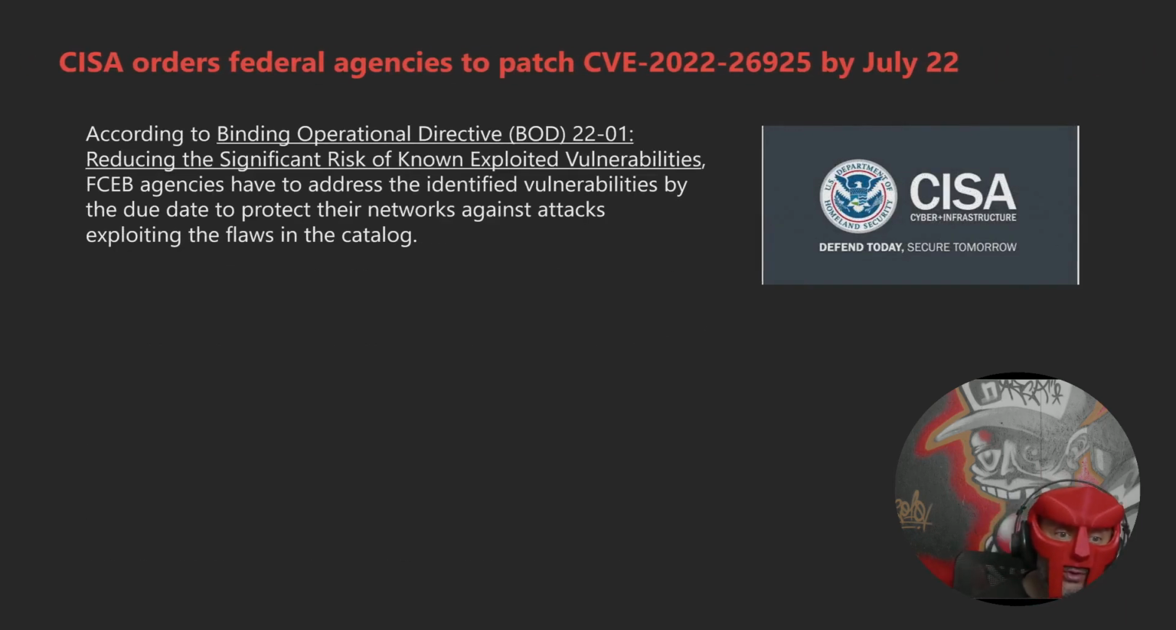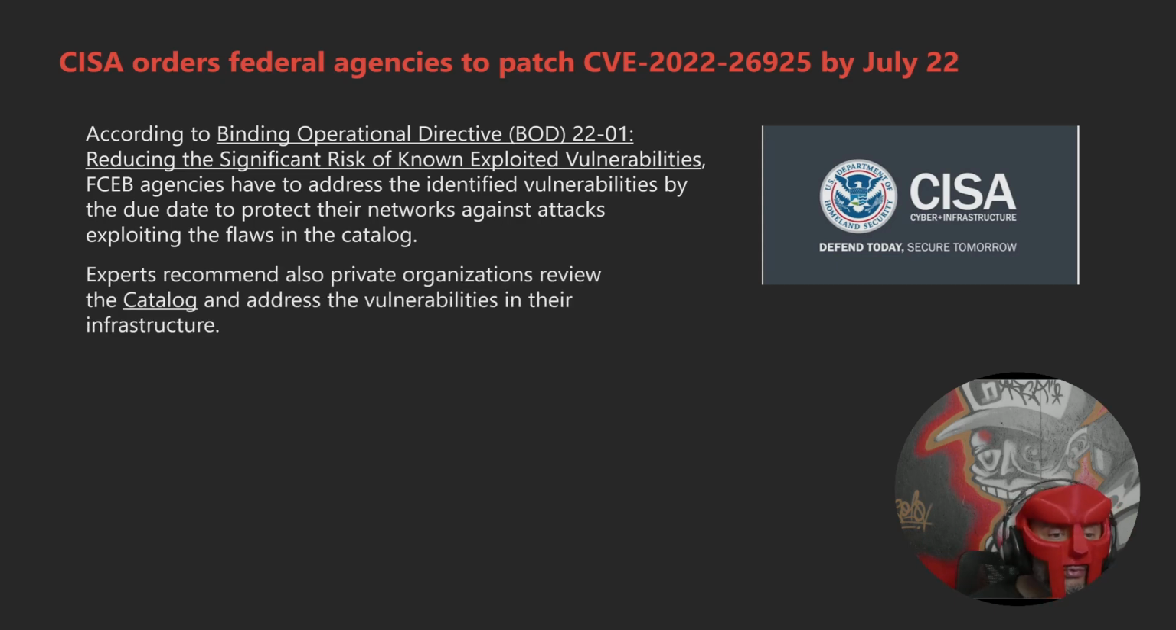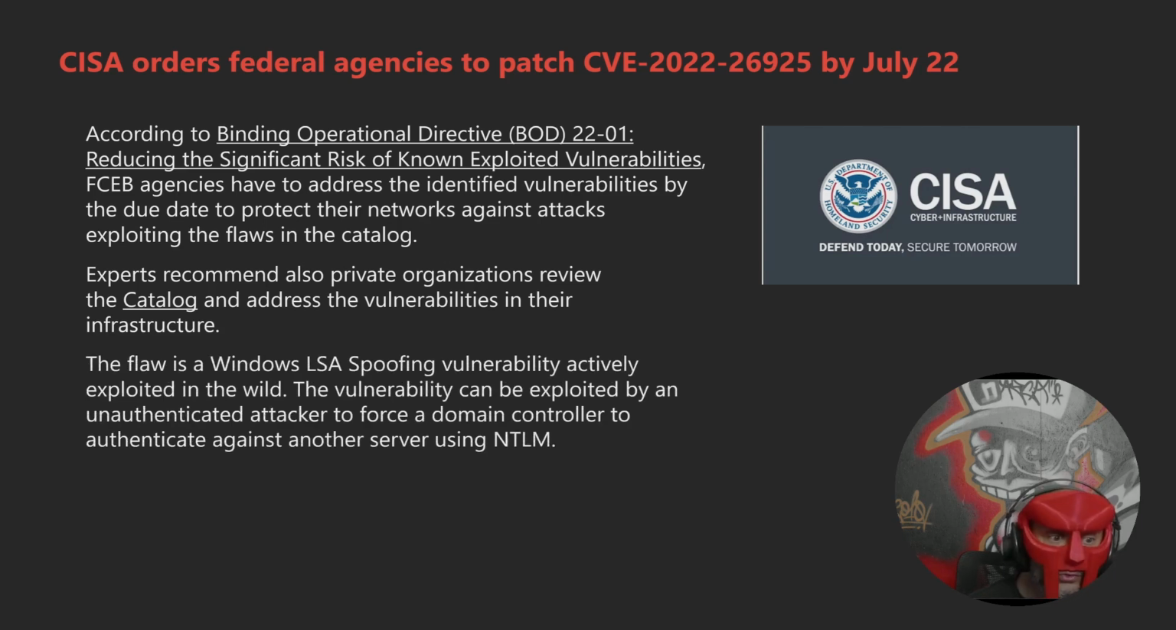According to Binding Operational Directive 22-01, Reducing the Significant Risk of Known Exploited Vulnerabilities, FCEB agencies have to address the identified vulnerabilities by due dates to protect their networks against attacks exploiting the flaws in the catalog, again, unless that fix breaks something else. Experts recommend also private organizations review the catalog and address the vulnerabilities in their infrastructure. Of course they would. The flaw is a Windows LSA spoofing vulnerability actively exploited in the wild.